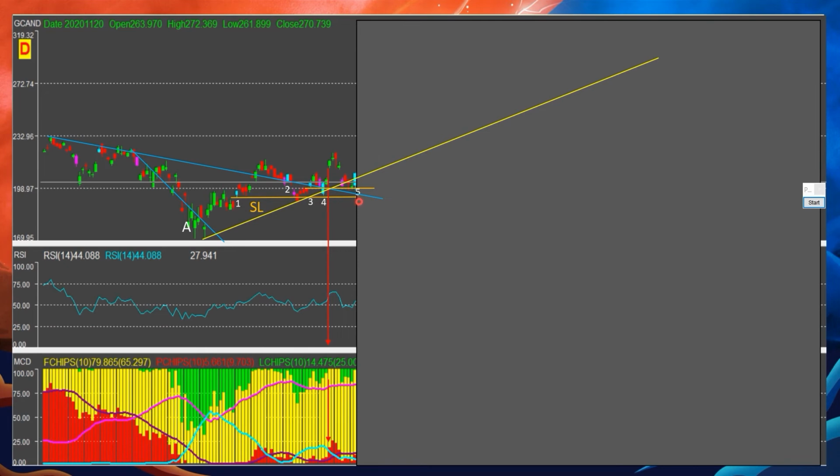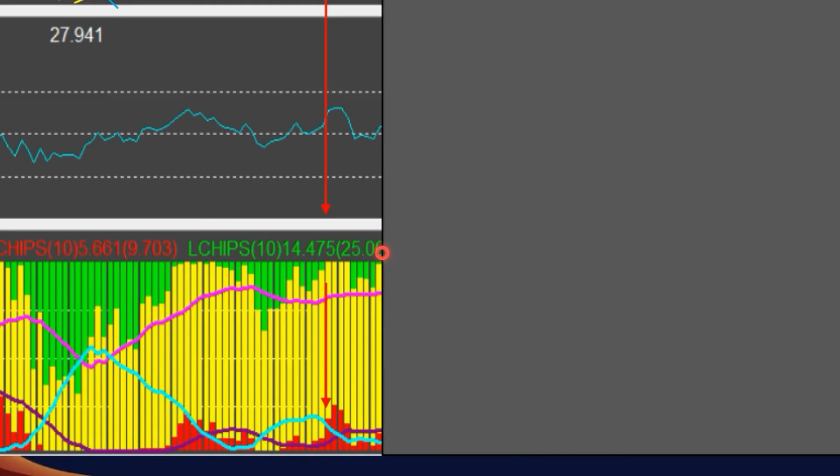Now comes the next one, number 5. Number 5 is not complying because there are still lock chips and the red color bar didn't break above the purple line. So I still wait.